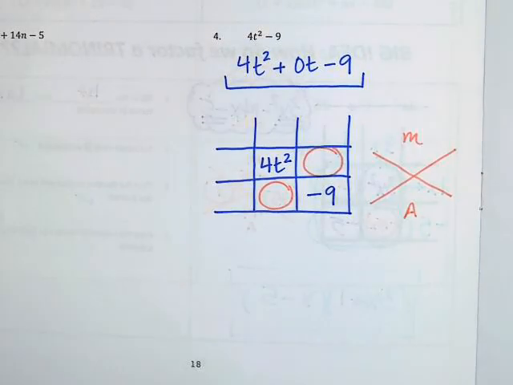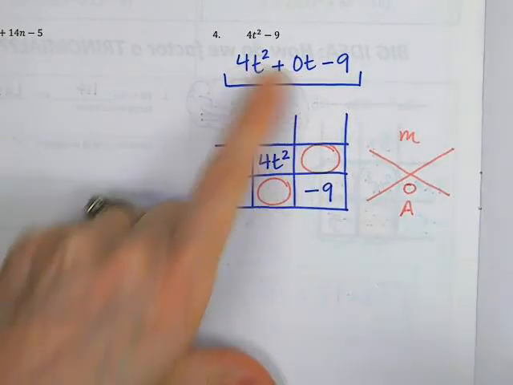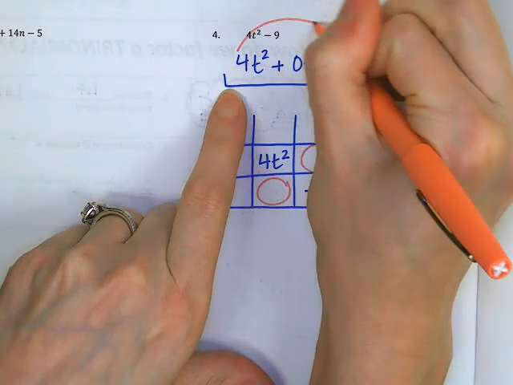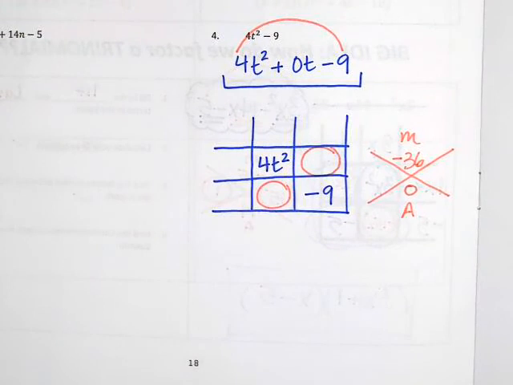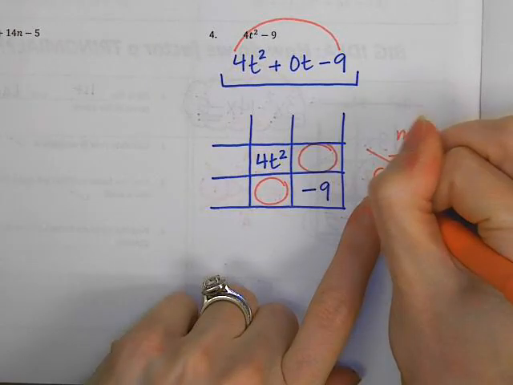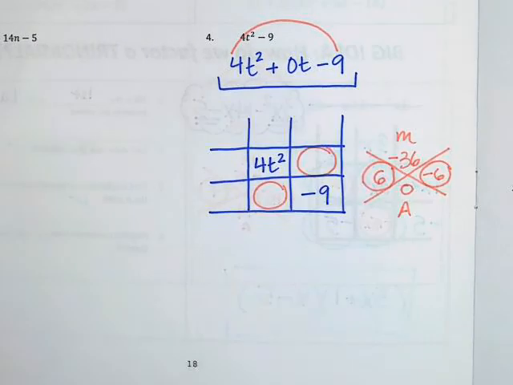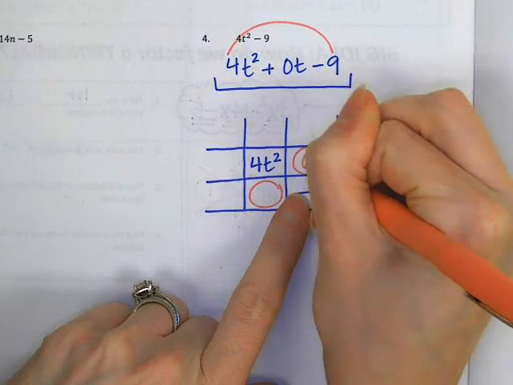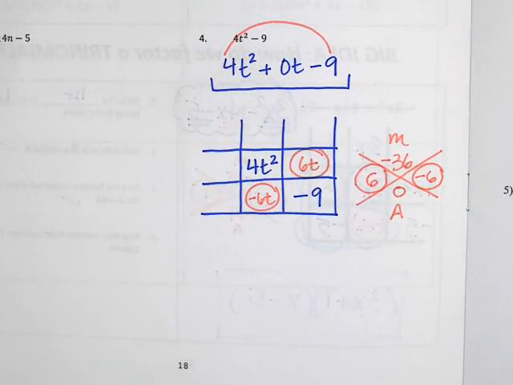We've got to find 2 numbers that add to the middle, so 0, but multiply to 4 times negative 9, and that's negative 36. So what are 2 numbers that multiply to negative 36 but add to 0? And that's going to be positive 6 and negative 6. All right, put them in. Give them both t's because they represent the middle. And now we're good to go, GCF.